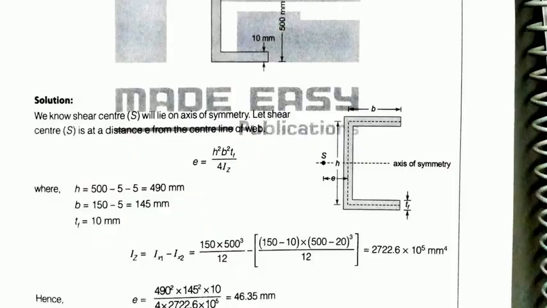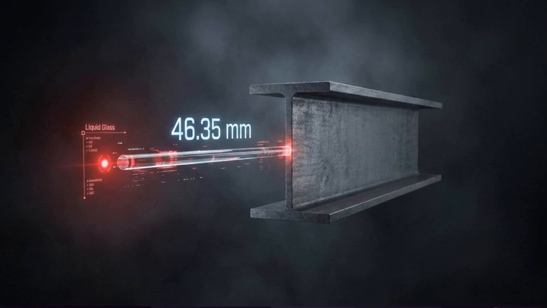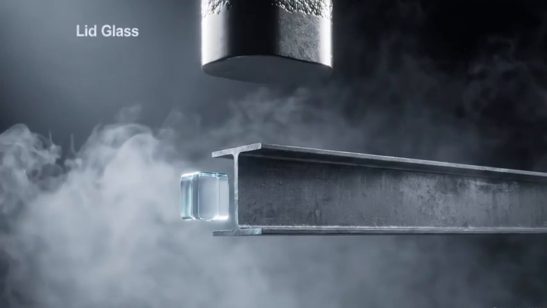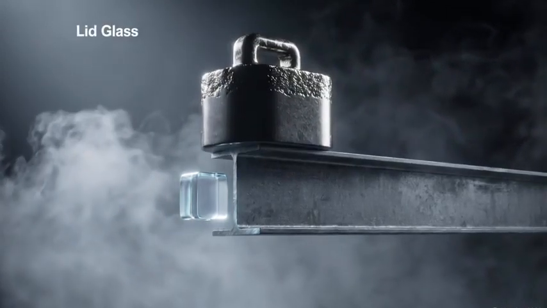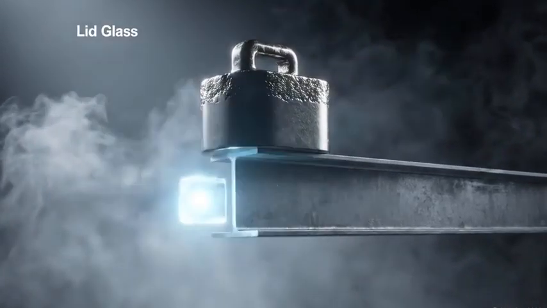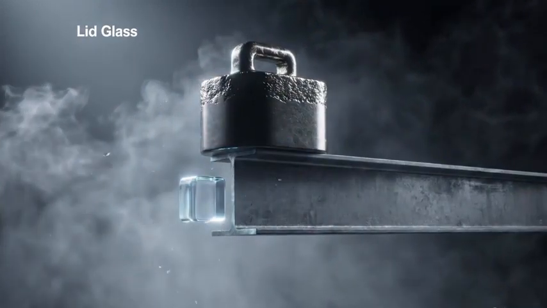Look at this sample calculation in example 13.1. When you input the real-world physical dimensions of the web and flanges, the complex algebra condenses down into a very exact answer. In this case, 46.35 millimeters. That single number is the precise millimeter distance from the beam's center where structural balance is achieved. When a heavy load lands precisely on that offset point in reality, the physics stabilize. The beam bends smoothly downward with absolutely zero twist.